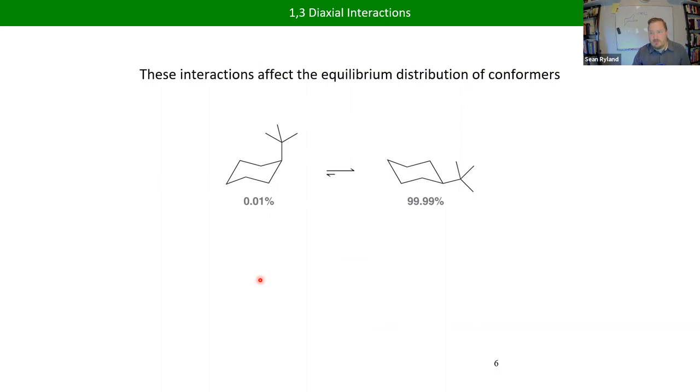And as you get larger and larger groups, as you might expect, the more those interactions matter. So methylcyclohexane was 95% to 5%, right? If you put a tert-butyl group, also known as a dimethylethyl group, there, then it's much larger than just a single carbon, right? And so instead of being 95% to 5%, it's 99.99% to 0.01%. Only 0.01% of the time can we find it with the tert-butyl group in the axial conformation.